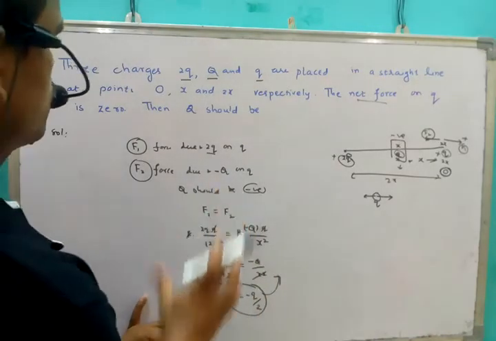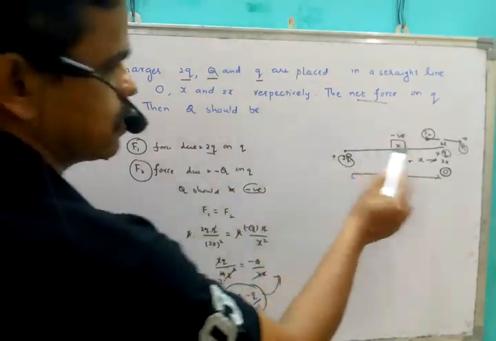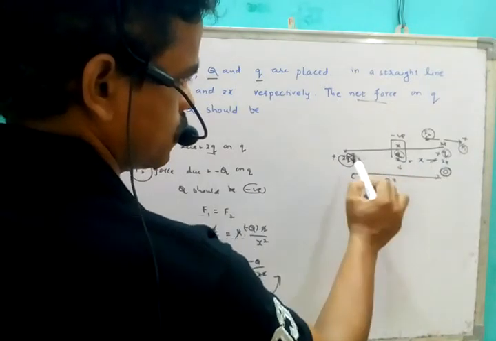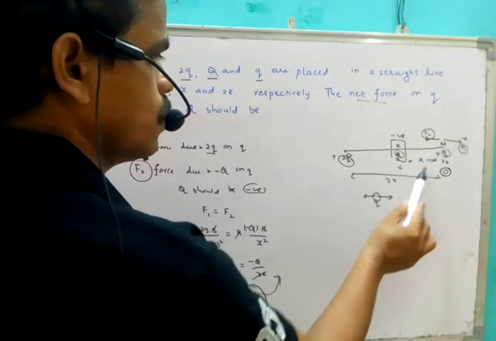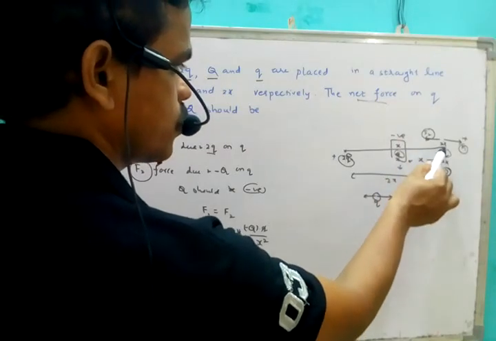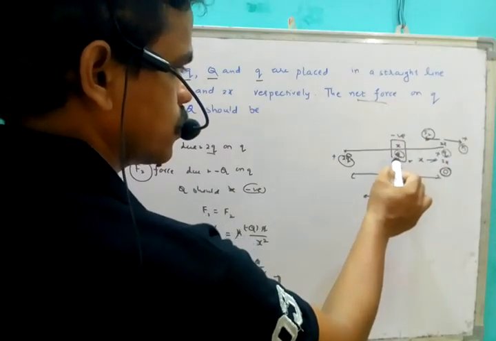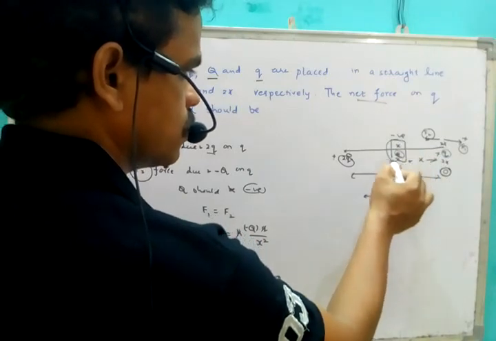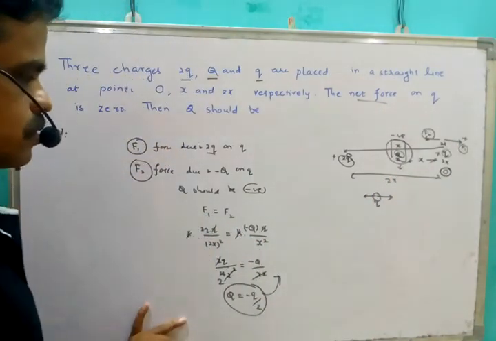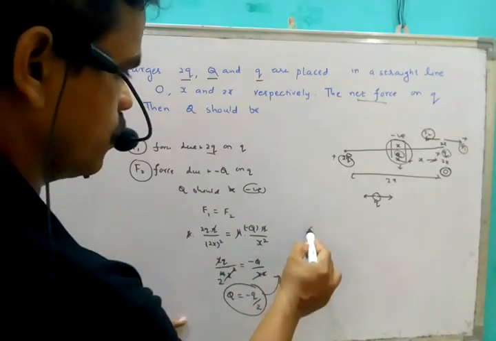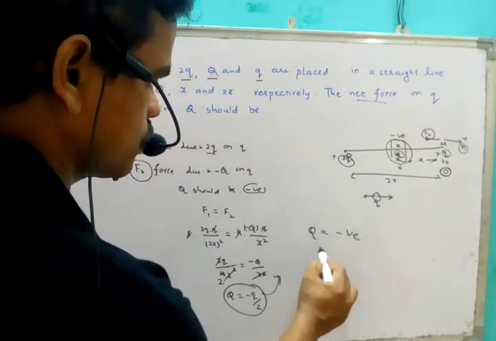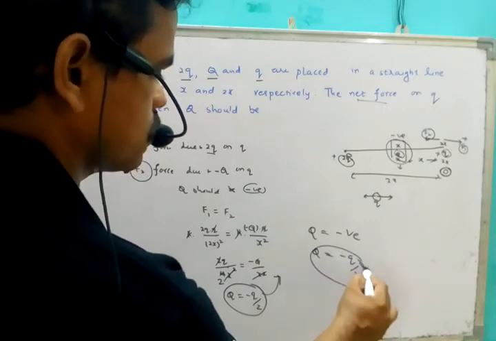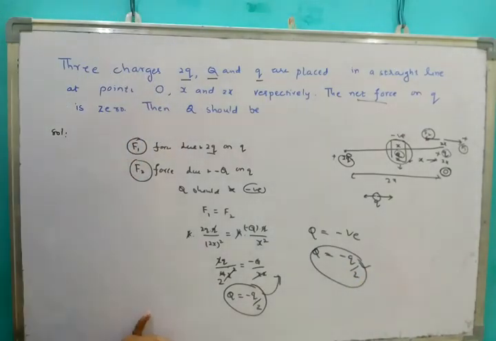So in this problem, three charges are there. One is 2q, one more is capital Q and small q. They are in a straight line. The net force on small q will be 0, then what should the Q charge be? That we have to find here. Q will be, first it is negative, that is equal to minus q by 2. This is the solution for this one.